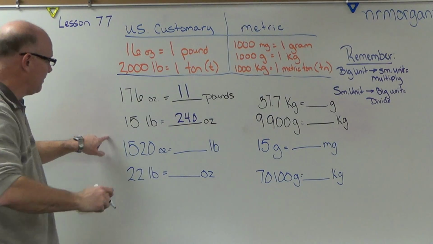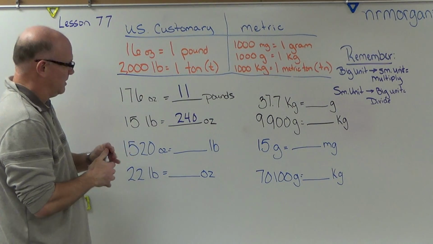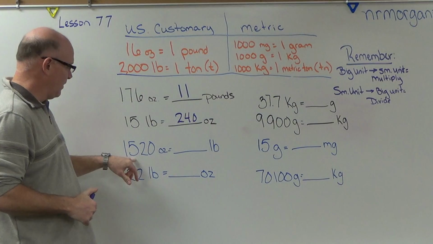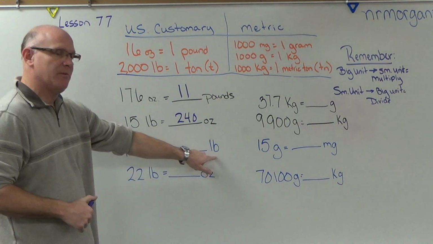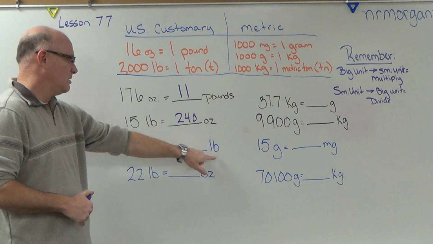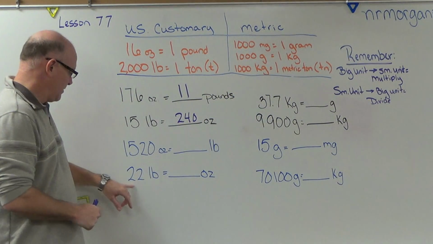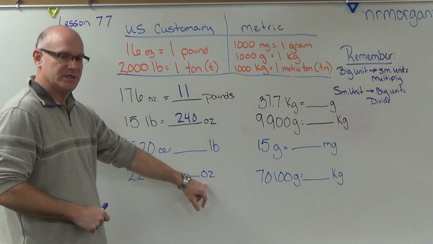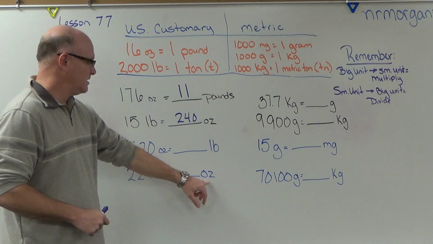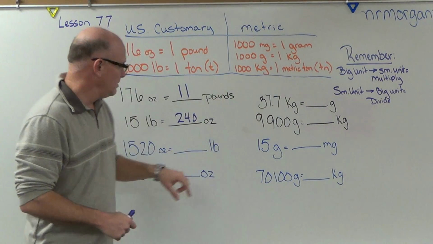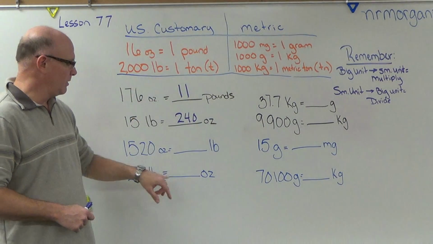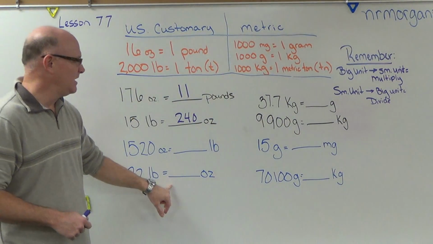And now for these two problems here, for customary, I want you to do 1,520 ounces equals how many pounds? Small to large, so which one are we going to want to do? All right? Then we have 22 pounds equals how many ounces? Now we're going big to small, big to a small, so use that. Remember, are you going to want to multiply? You're going to want to divide.